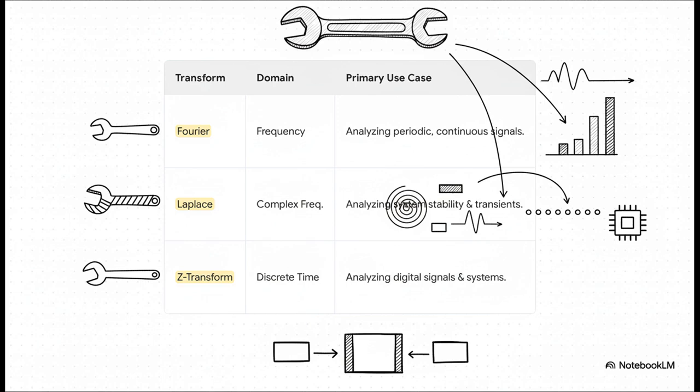If Fourier is for analyzing steady, continuous waves, the Laplace transform is for looking at how a system behaves right when you flip the switch, those unstable first few moments. And the Z-transform, that's our digital multi-tool built specifically to analyze the discrete, step-by-step signals you find inside a computer.